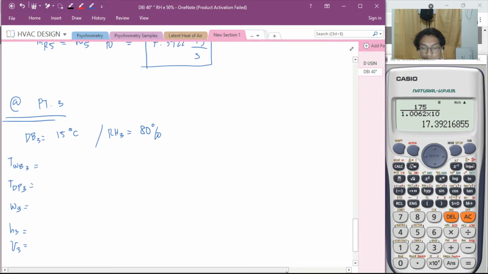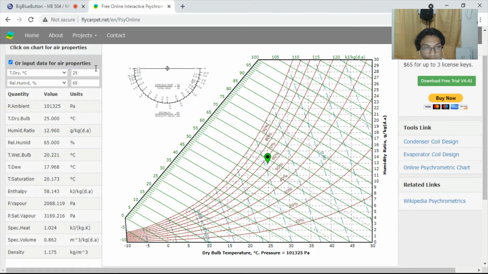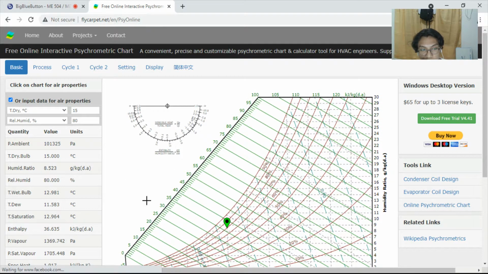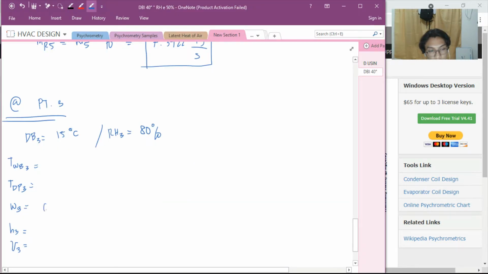Yan. So, balik ulit tayo sa app. This is 15 and 80. Yun na, nakuha natin 0.008523 kilogram vapor per kilogram air.